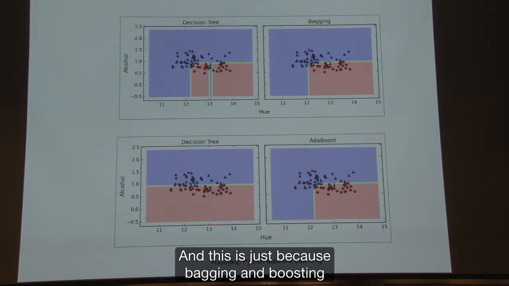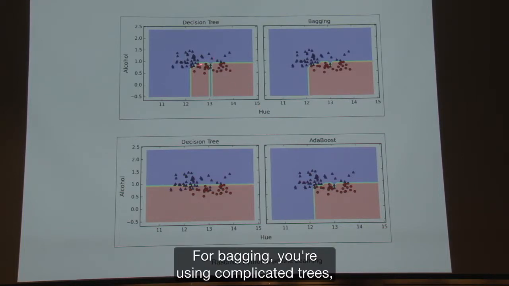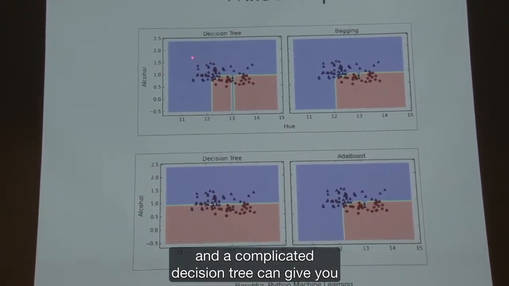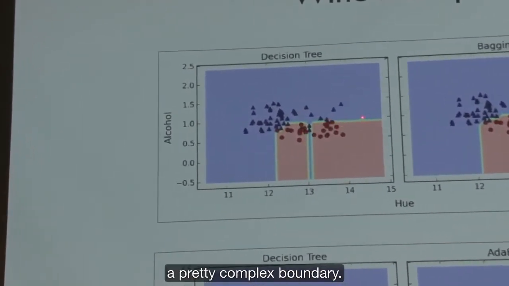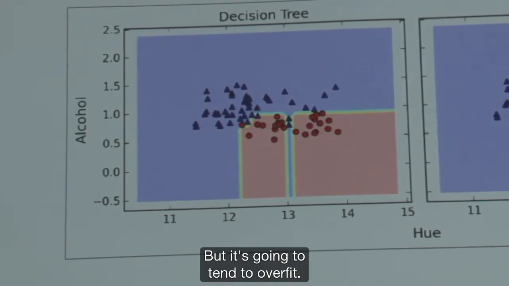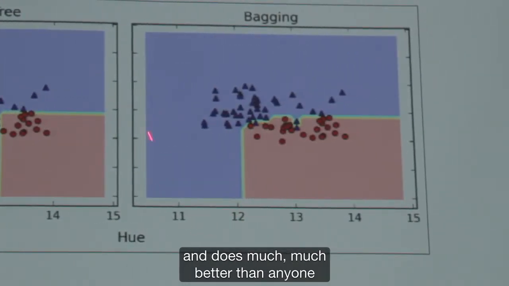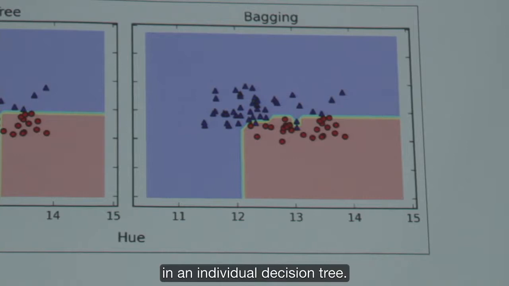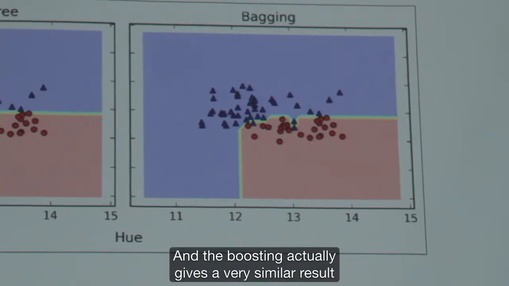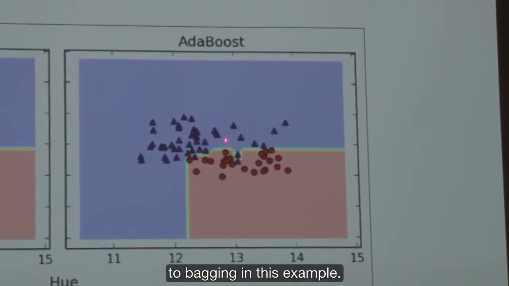This is just because bagging and boosting get confused all the time. For bagging, you're using complicated trees, and a complicated decision tree can give you pretty complex boundaries, but it's going to tend to overfit. And then the bagging here smoothed it out and does much, much better than any one individual decision tree. And the boosting actually gives a very similar result to bagging in this example.